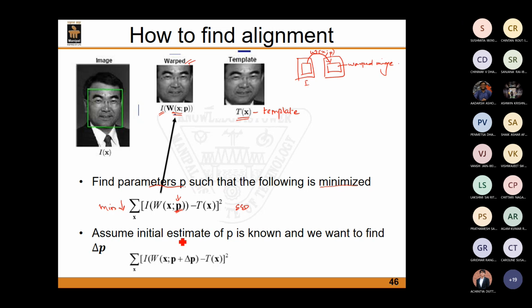Let us assume that we know the initial estimate of p. Then the problem changes to trying to find delta p, the change in the parameters to get the corresponding patch in the next frame. In that case, I can represent it in this way too: instead of p, I can write p plus delta p, where I'm assuming that I have an estimate of p, and all I need to find is the change in the parameters that has occurred. This is the same minimization formula, just represented in a different form.